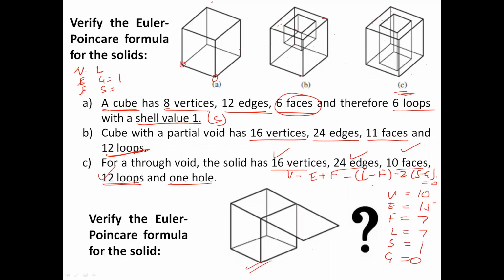Okay? So it means the Euler-Poincare formula can give you a topological equivalence, but it will not be able to give you any information regarding the validity of the CAD model. The validity of the CAD model is only going to be defined with respect to the basic principles of a solid model. Okay? So why are we using the Euler-Poincare formula?